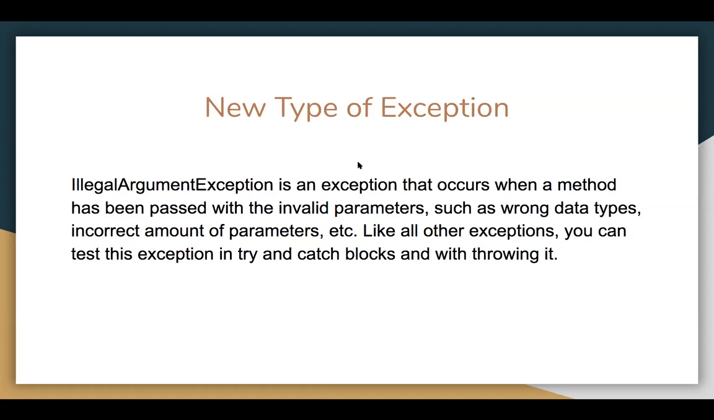Also, just a new type of exception. An illegal argument exception is an exception that occurs when a method has been passed invalid parameters, such as a wrong data type or incorrect amount of parameters, etc. Like all other exceptions, you can test this exception in try and catch blocks and with throwing it. You guys have seen this exception before. I just didn't explain it back then since you probably wouldn't have known what it actually was.